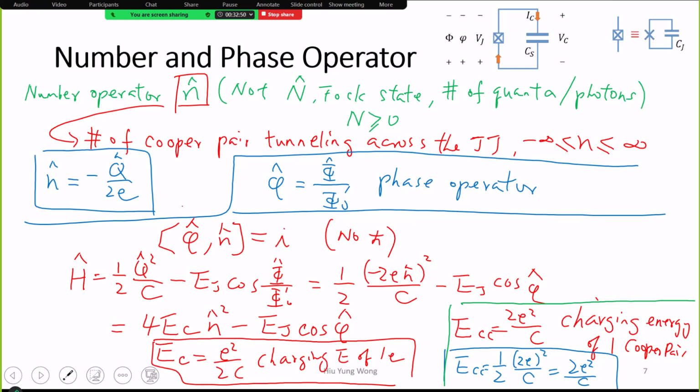So when you read the literature, sometimes you will see the Hamiltonian as ECN squared. Then it means that they actually are referring to the charging energy of a Cooper pair. Right? But if it's 4ECN squared, then it is referring to the charging energy of one electron. So that is something I want to make clear.